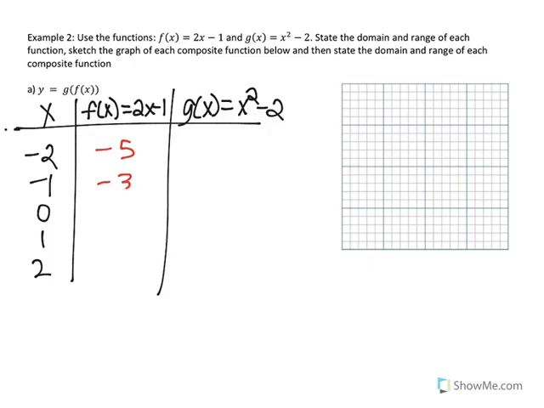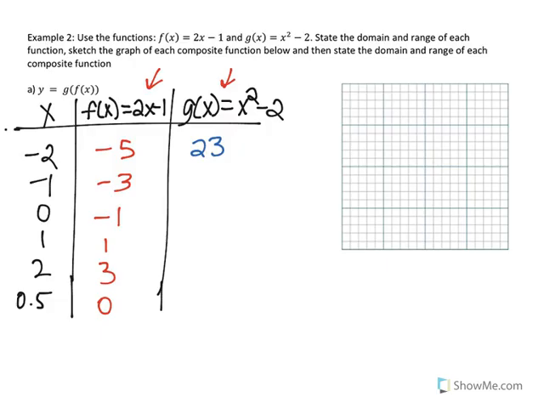So you should have got negative 5, negative 3, negative 1, 1, and 3. I'm also going to have you add in 0.5 in here, just because it's going to make it easier when we do our next portion. So if I plug a 0.5 in, I get 0. Okay, now we're going to plug all of these values into g of x. So negative 5 squared is 25, subtract 2 is 23.